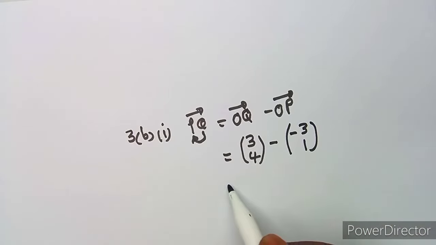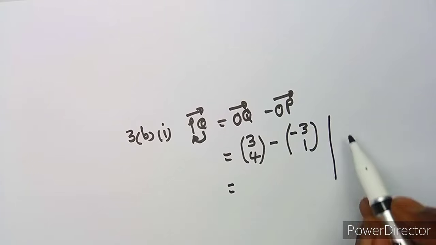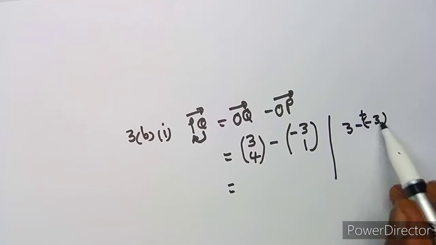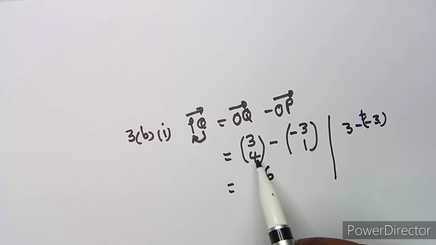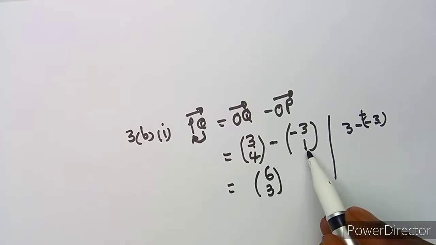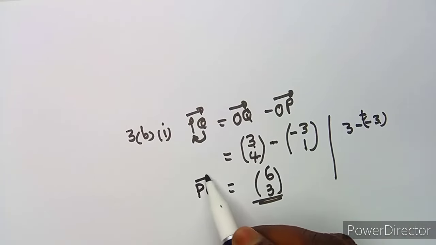So from there, I can simplify further. 3 minus minus, take note, guys, a minus and a minus is going to give us a plus. That's 3 plus 3, which is now 6. 4 minus 1 is going to give us 3. Corresponding elements. So it's now (6, 3). So that is our vector PQ.